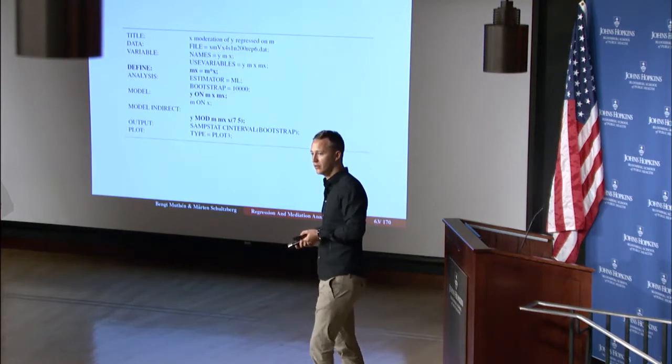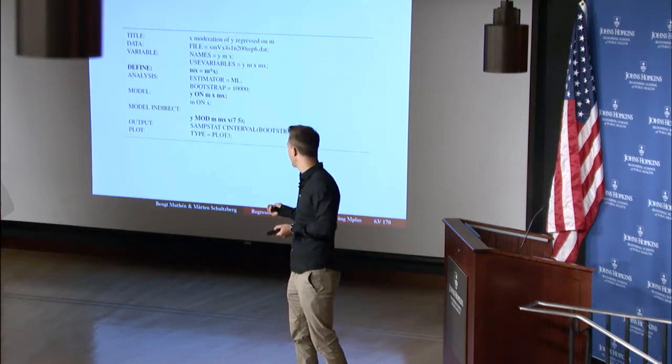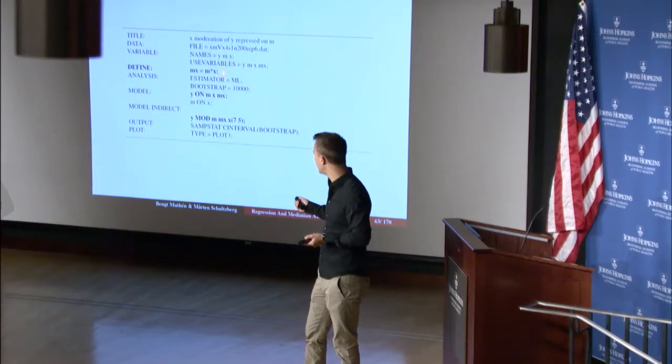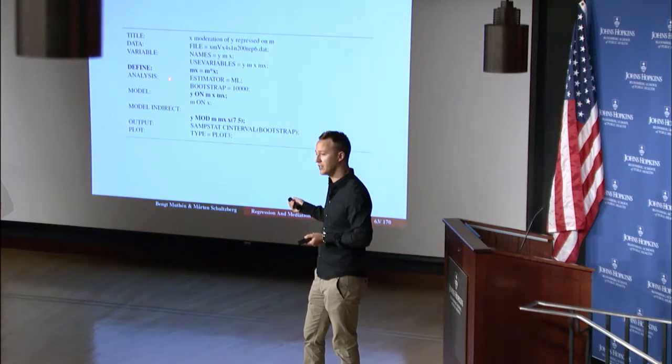Well, it's very similar to the setup we had previously. We create this interaction variable in the define statement. So we create mx, which is the product of the mediator and the exposure. And then we just do the model. So y, in this case, is regressed also on the interaction besides the mediator and the exposure.